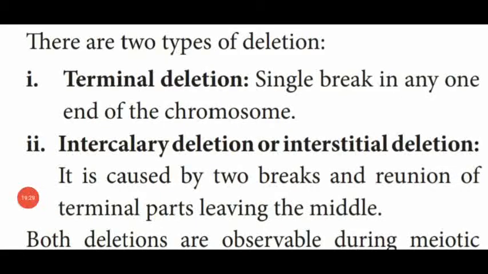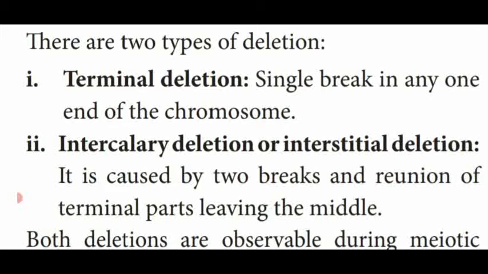Dear students, there are two types of deletion chromosomal aberration. First one, terminal. That means a single break in any one end of the chromosome. It may be in the top position or at the bottom position. One segment of a gene is deleted. That is said to be terminal deletion or apex deletion.